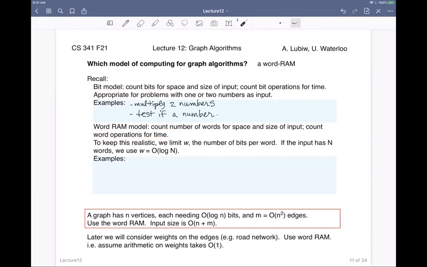Now, to keep this realistic, we have to limit how many bits there are in each word. Otherwise, I can make one word that has the entire code of the program in it, for example, or the entire input, and that's cheating. That's not allowed. So we're going to limit the number of bits per word. And the way that's done is if the input consists of capital N words, we allow the number of bits in each word to be log of capital N.